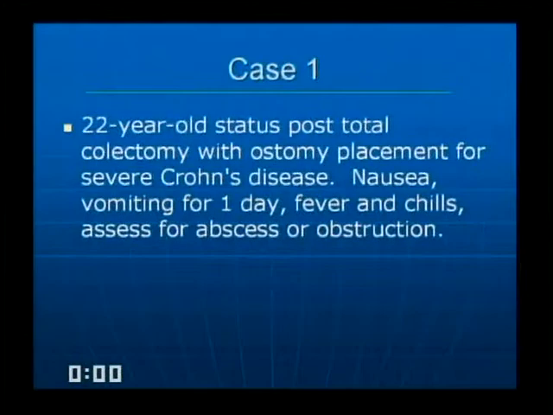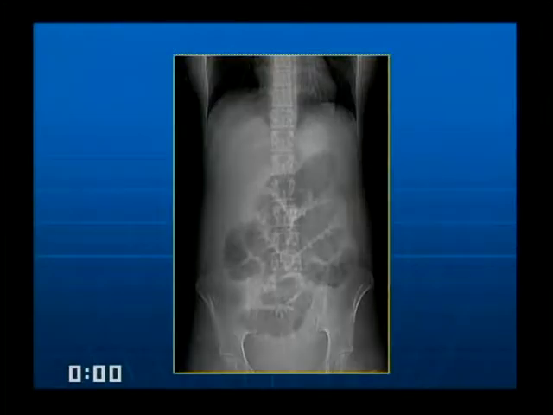First case, 22-year-old, status post total colectomy with anastomosis placement for severe Crohn's disease, nausea and vomiting for 1 day, fever, chills, assessed for abscess or obstruction. Start off with a plain film of the abdomen. That was the history.